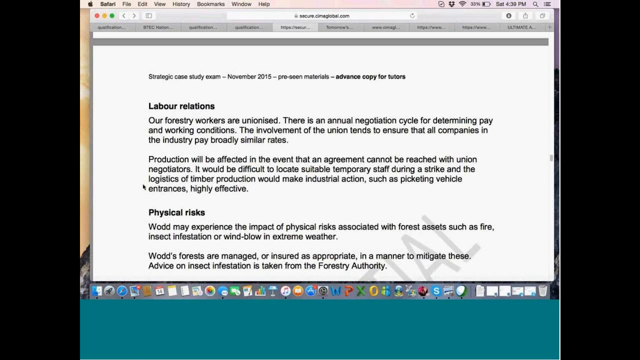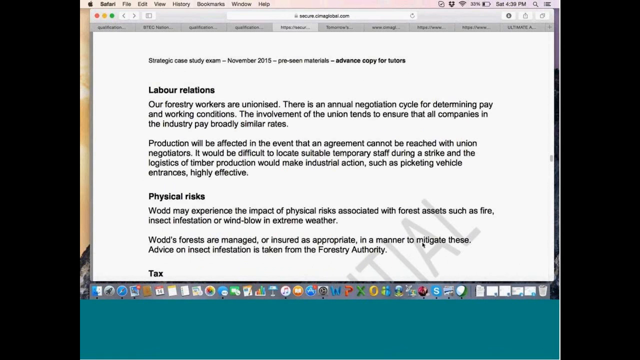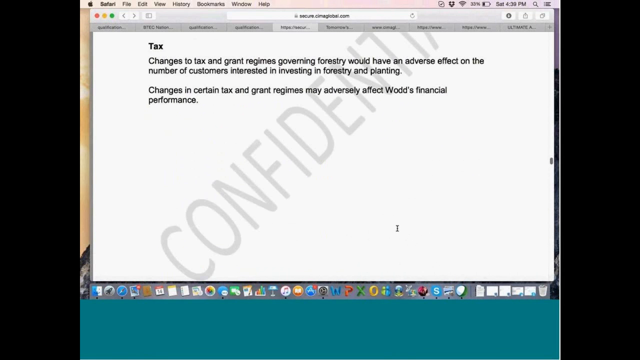Physical risks, we spoke about that as well. They also talk about fire, insect infestation, wind blow in extreme weather. So these are things that we need to manage. And this is the area that we're looking at, P3, the risk component. Then we look at the taxation. Changes to tax and grants regime governing forestry would have an adverse effect on the number of customers interested in investing in forestry and planting.